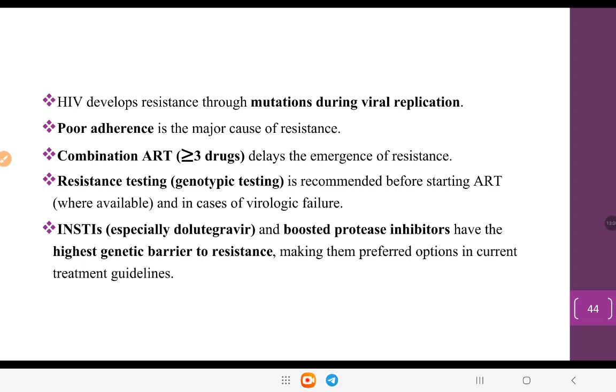With resistance testing, we need to do genotypic testing before changing or before starting ART. Protease inhibitors have the highest genetic barrier to resistance, which makes them a preferred option in current treatment guidelines.